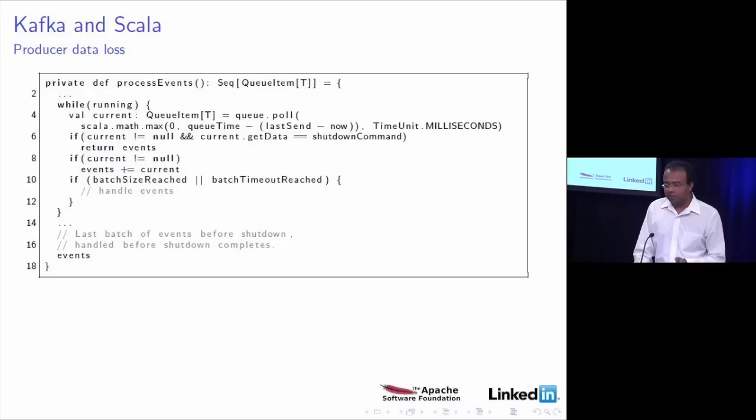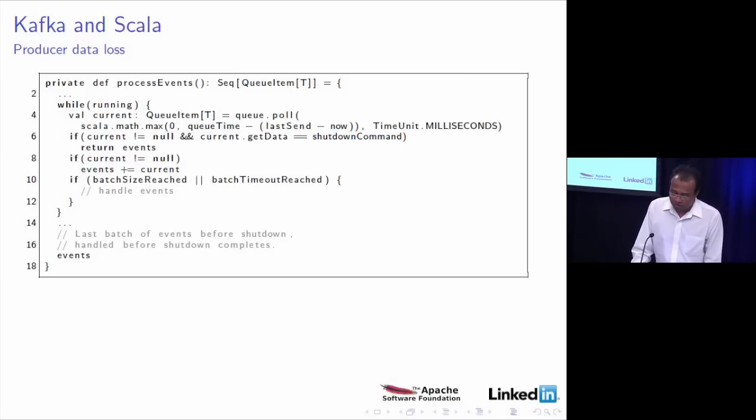What it effectively does is, while running, while it's not shut down, it polls the producer's queue. If it has any event to send, it adds it to another internal buffer called events. And if a timeout is reached, or if the batch size is reached, it actually handles the events, that is, sends them to the brokers. And the corner case to handle is when you are shutting down, that is, if running is false, you return the last batch of events, and that is subsequently sent before actual shutdown.